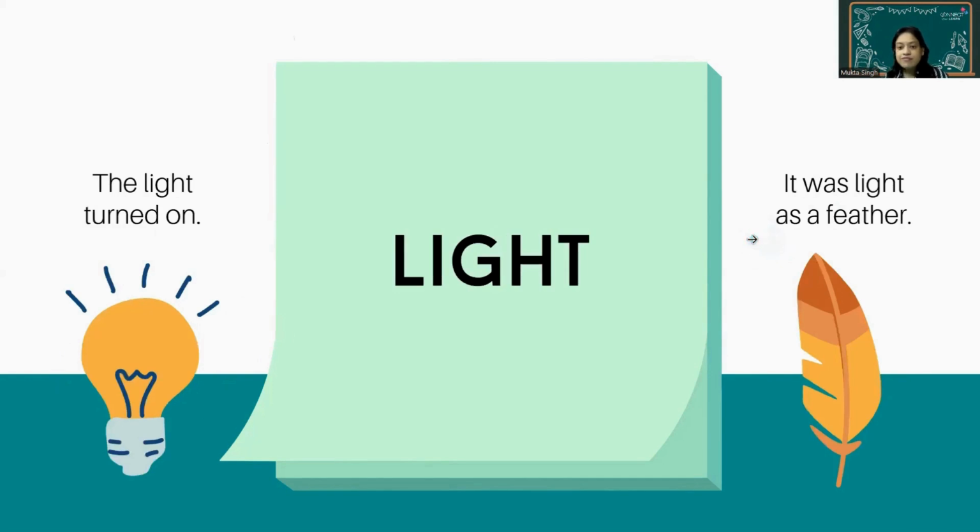Next word, we have light. So light, like the bulb or the tube light, anything. Then we have a sentence, the light turned on. The second light is about the weight, that something is really, really light in weight. For example, a feather. So it was light as a feather.